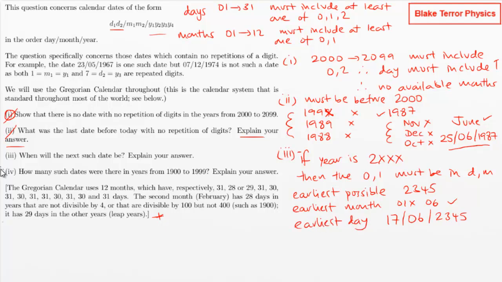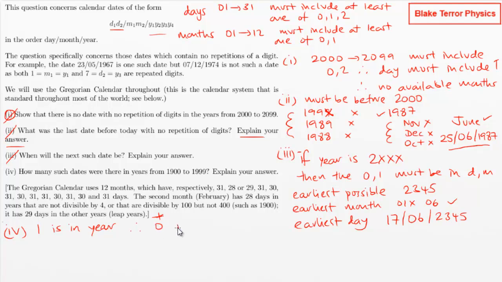Okay, this is going okay, I think. How many such dates were there? Well, this is the last part of the question. How many such dates were there in years from 1900 to 1999? Right, well, the 1 has gone in the year, that's for sure. So the 1 is in the year.